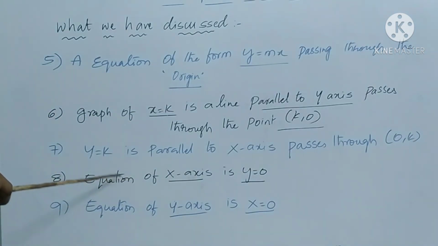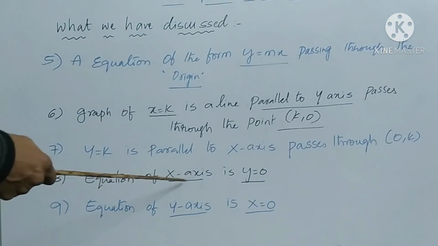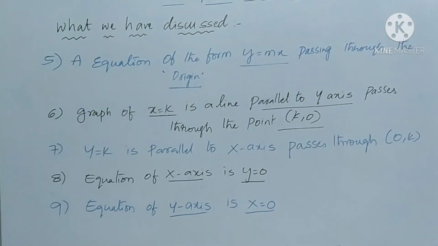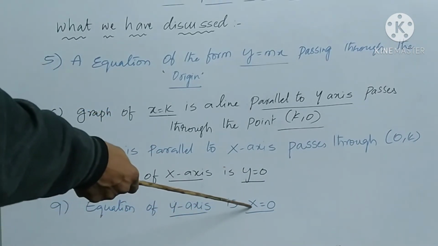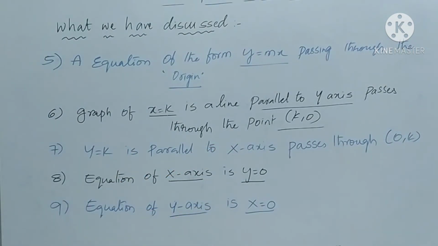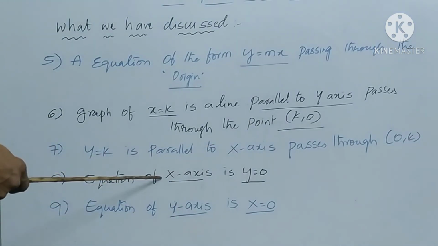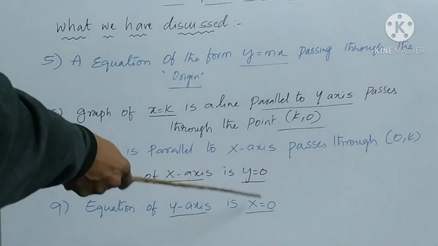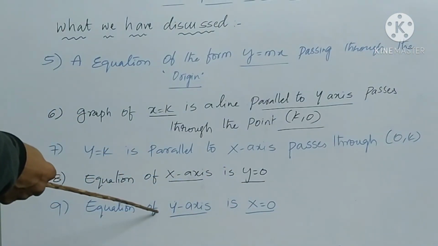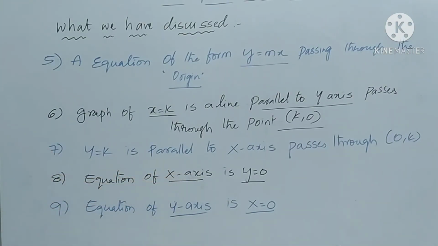Next, the eighth one: the equation of the x-axis is y = 0, and the equation of the y-axis is x = 0. For any value of x, y is always 0. For any value of y, x is equal to 0. So x = 0 represents the y-axis in the Cartesian plane, and y = 0 represents the x-axis.